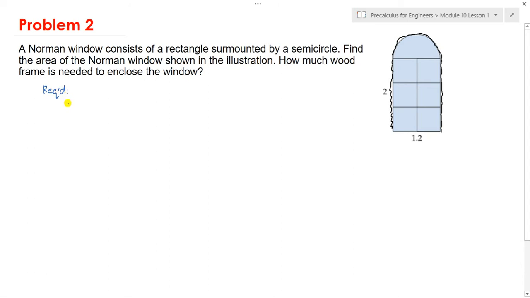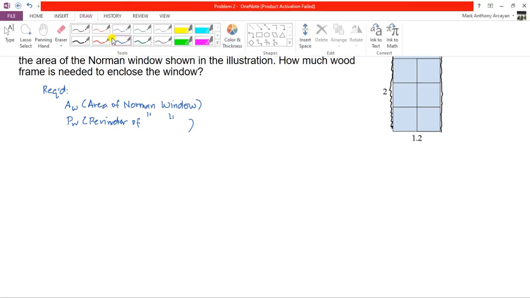So, required here is, first is the area of the window. So, that is AW. So, area of this normal window. Then, ikaduha is the perimeter of this window. So, perimeter of normal window. Okay, so solution.